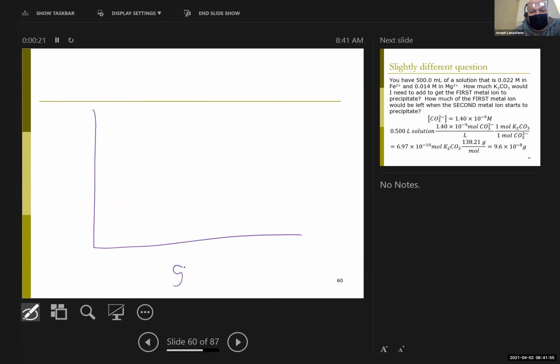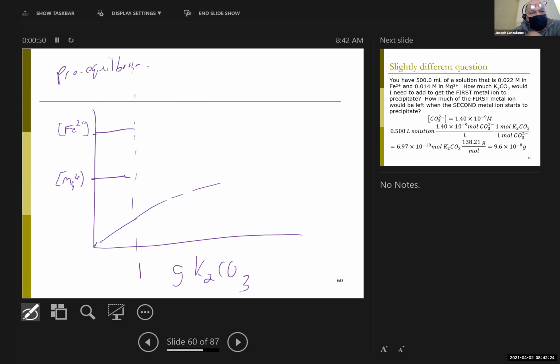So again, I'm adding potassium carbonate, and I'm going to add as much as I need to. And so here's my iron. Here's my magnesium. And if I care, here's my carbonate. So this is going to go up. So I still have essentially this pre-equilibrium period where everything's happily below the solubility and nothing's happening.